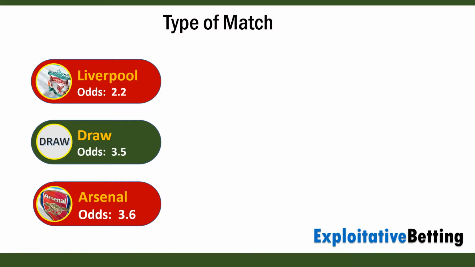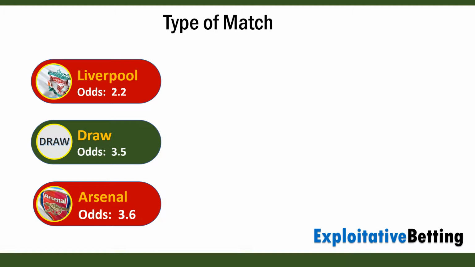So, I'm not talking odds on favourites in this video, just a slight favourite. I'll deal with odds on favourites in another video. So, I'll use a match between Liverpool and Arsenal, and the odds are as follows. Liverpool 2.2, the draw 3.5, and Arsenal 3.6.